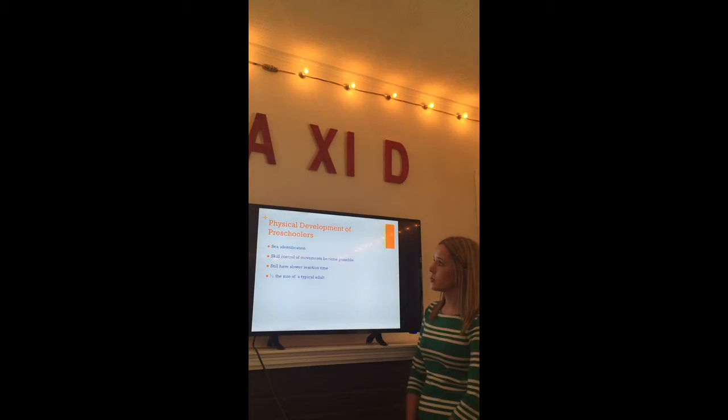Physical development of preschoolers. The common physical development of preschoolers is sex identification, skill control of movements, they have slower reaction time, and they're about half the size of a typical adult. The thing to remember with children with Down syndrome is that they are delayed, so they might not be up to par on all these things. They probably have sex identification and can tell the difference between male and female, but they will have an even slower reaction time, and they might not be the size of a typical adult because, like I said, Down syndrome children are different physically.